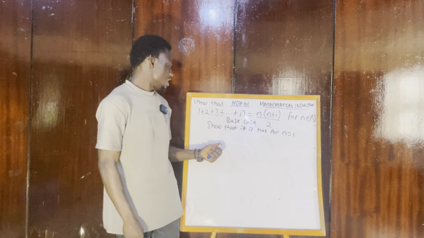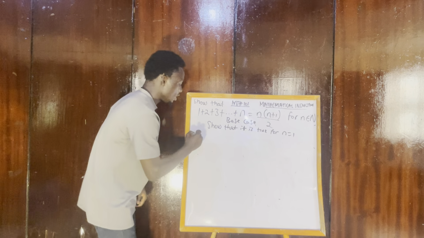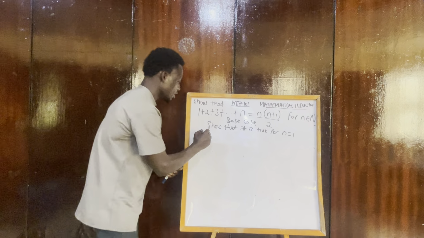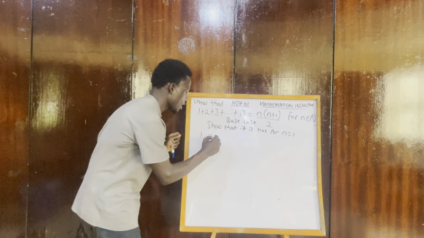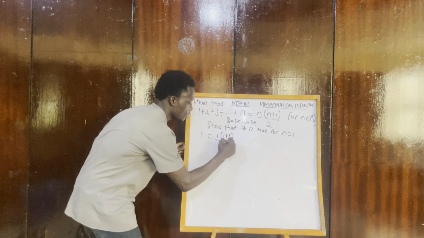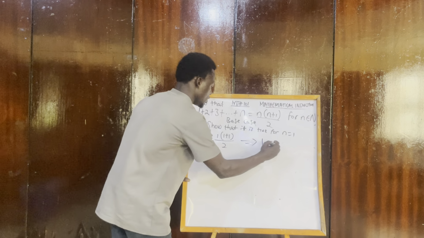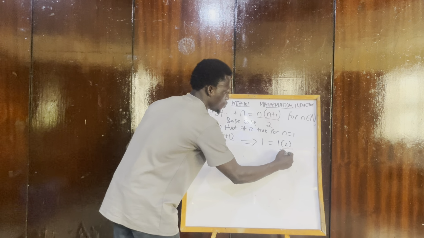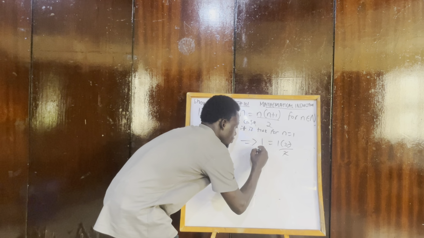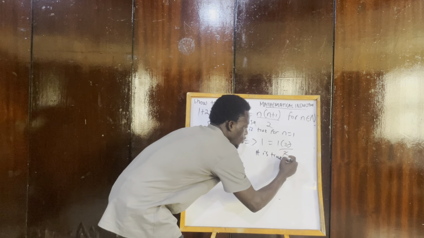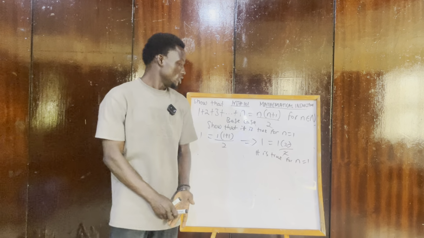Is that clear now? Let's show that this statement is true for n equals 1. That means on this side, you're only picking the first term. Is it equal to n times (n plus 1) over 2? What's our n? 1 times what? 1 plus 1 over what? Over 2. Are we together? So here we have 1 equals 1 times 2 over 2. The 2 cancels 2, so we have 1 equals 1. So the statement is true for n equals 1, which we just showed.